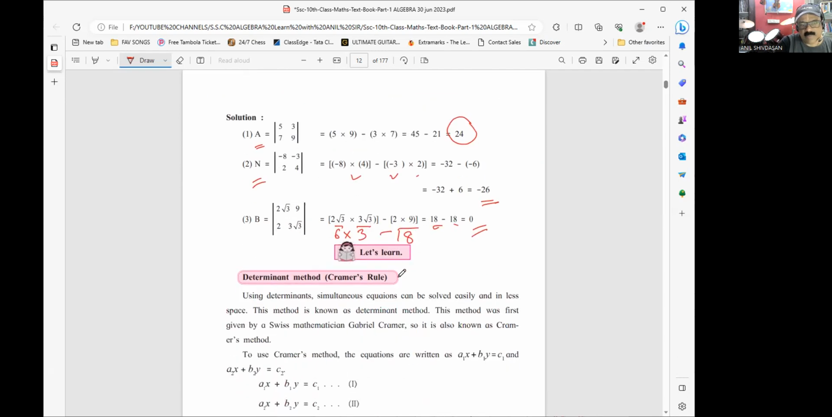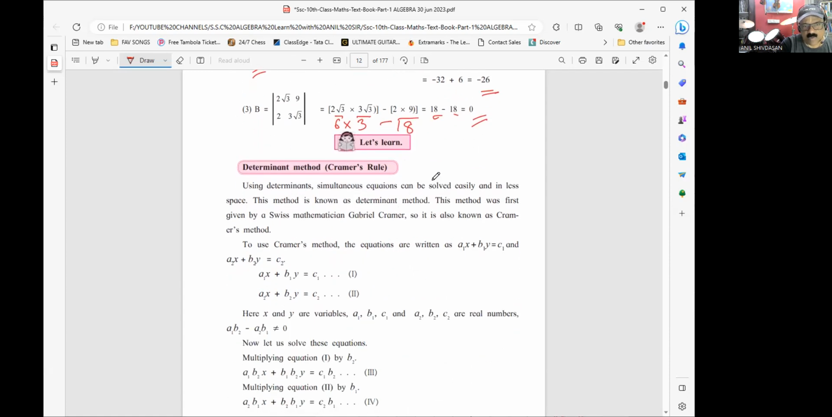Now determinants can be used to solve simultaneous equations, and how it is done is using Cramer's rule. This method was first given by a Swiss mathematician. His name was Gabriel Cramer. So it is called Cramer's method of solving two simultaneous equations.